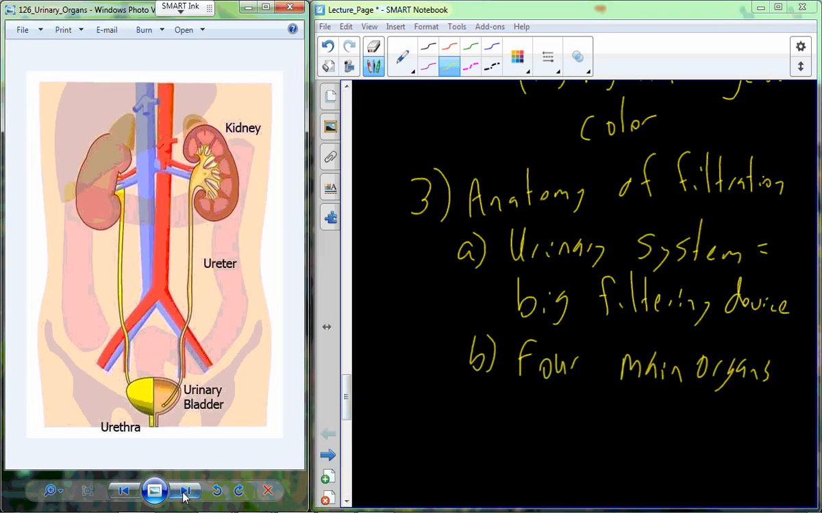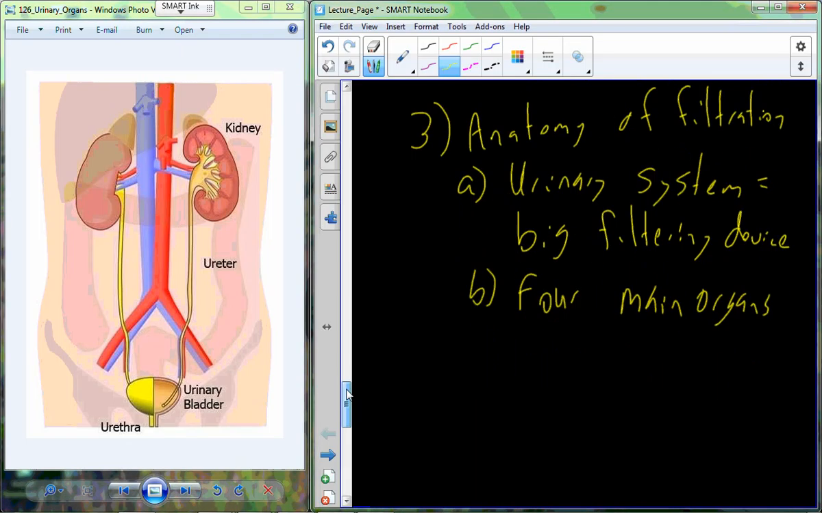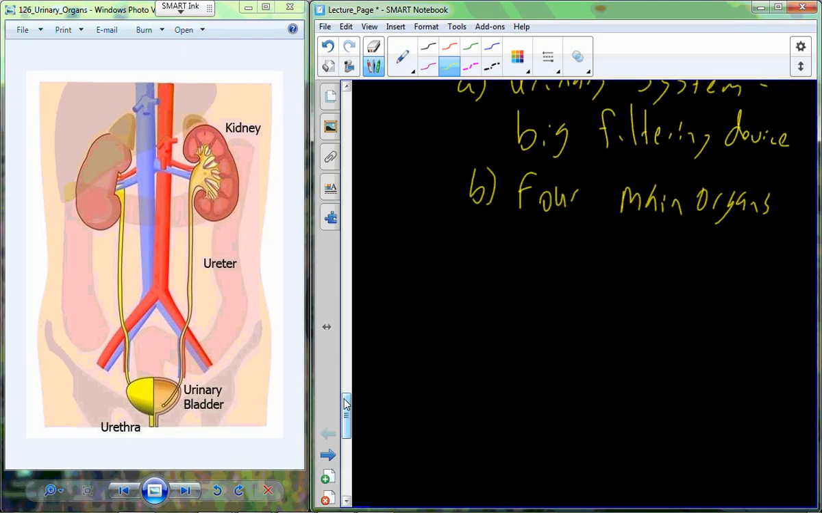Anatomically, the urinary system is made up of four main organs. And those four main organs, we've seen them before, here they are again: two kidneys. Leading from those kidneys, you have these long tubes called the ureters, a urinary bladder, which is a storage depot for urine, and then you have the urethra, which is the tube that leads through the external genitalia.